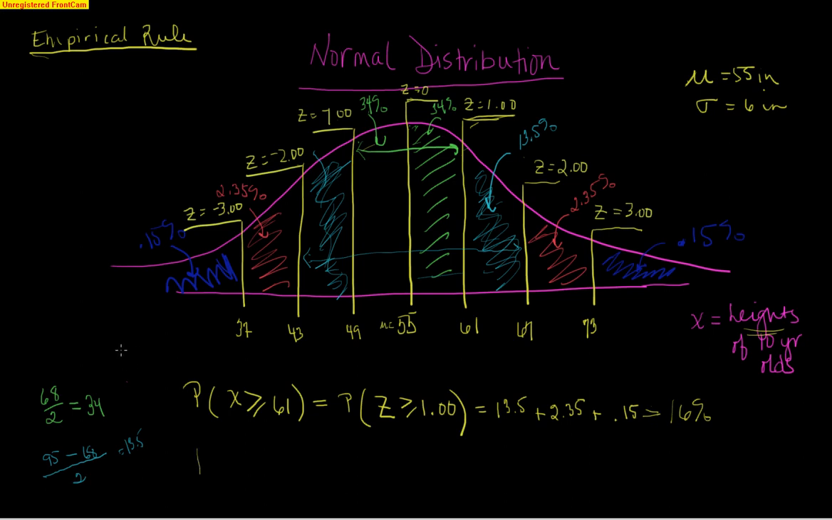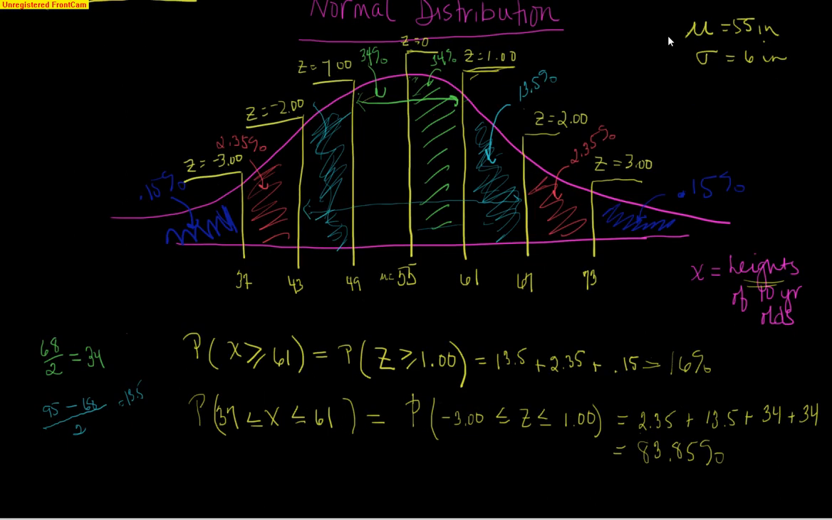All right, let you guys try one. See if you can find the probability. We'll try a betweenness. Find the probability that somebody is taller than 37 inches and shorter than 61 inches. See if you can do that one. Take a second and see if you can figure that out.